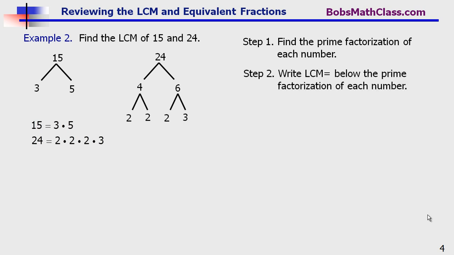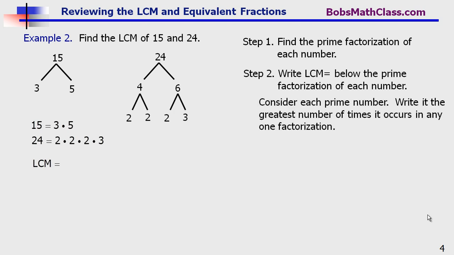Write LCM below the factorization of each number. So underneath that 24, just write LCM equals. Okay. Now this is the tricky part. Consider each prime number. Write it the greatest number of times it occurs in one factorization.